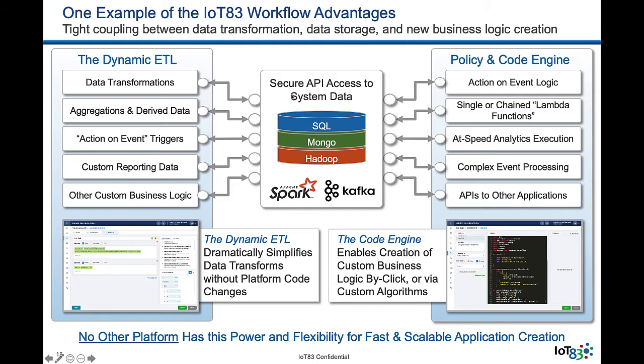This then, working in conjunction with the data that has been transformed, is the policy and code engine. Here, you can deploy action on event logic, single or chained Lambda functions, at-speed analytics execution, complex event processing, APIs to other applications, and the code engine enables the creation of custom business logic by Qlik or by custom algorithm implementation. We know of no other platform that has this power and flexibility for fast and scalable application creation.